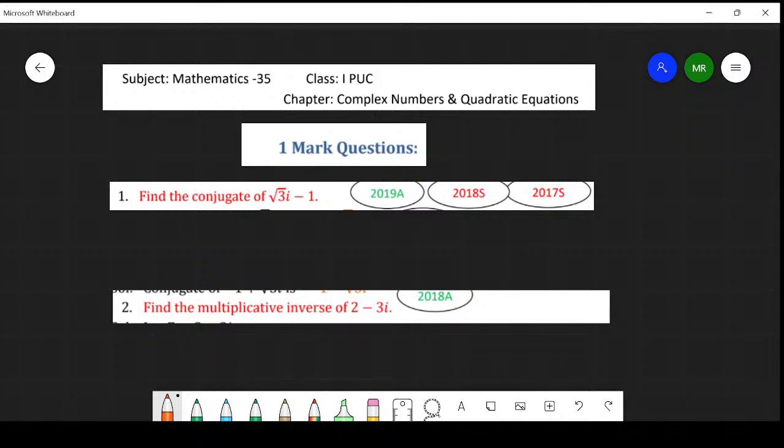See that now the first problem. They are asking to find the conjugate of a complex number. Frequently they are asking either conjugate or inverse. This is the 1 mark question they ask in complex numbers. What is the meaning of conjugate? When they are asking conjugate, observe here.